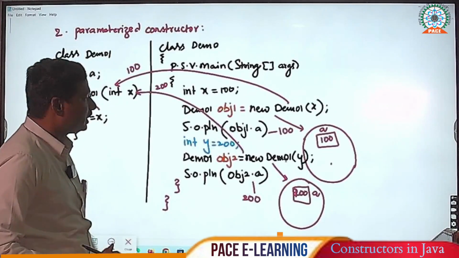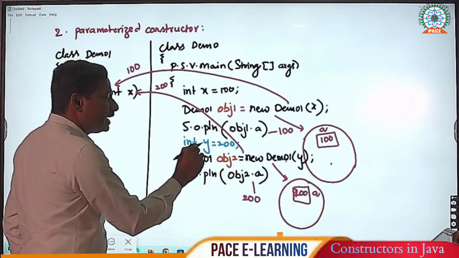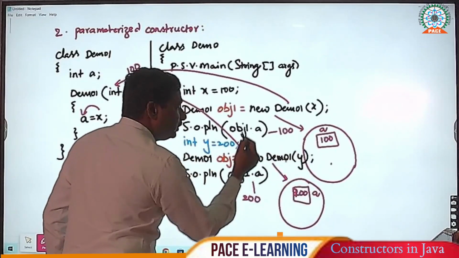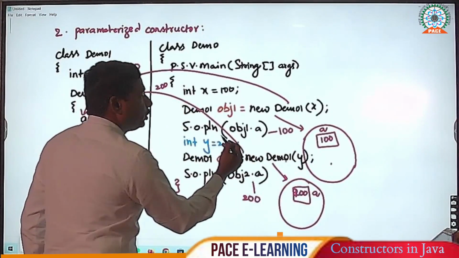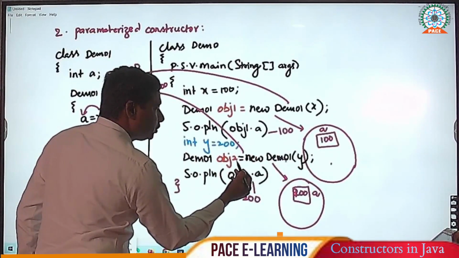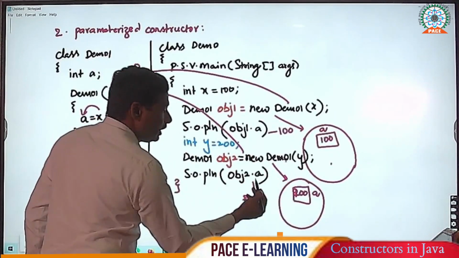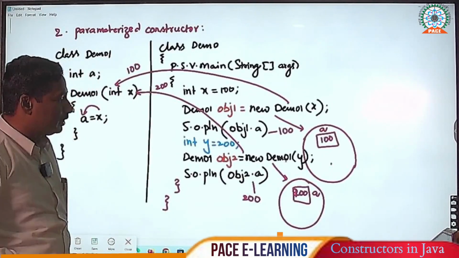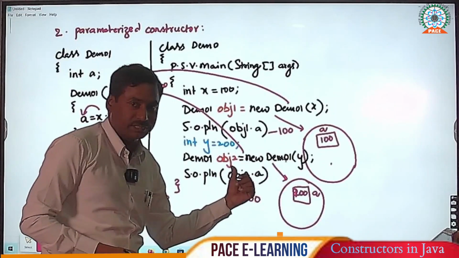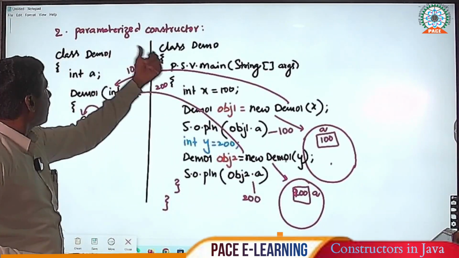Based on the object, we are initializing different values for the same properties with different objects. Here obj1's A will be stored with 100, obj2's will be stored with 200. Likewise, based on your requirement, you can store different values for different objects. This is what is the parameterized constructor.